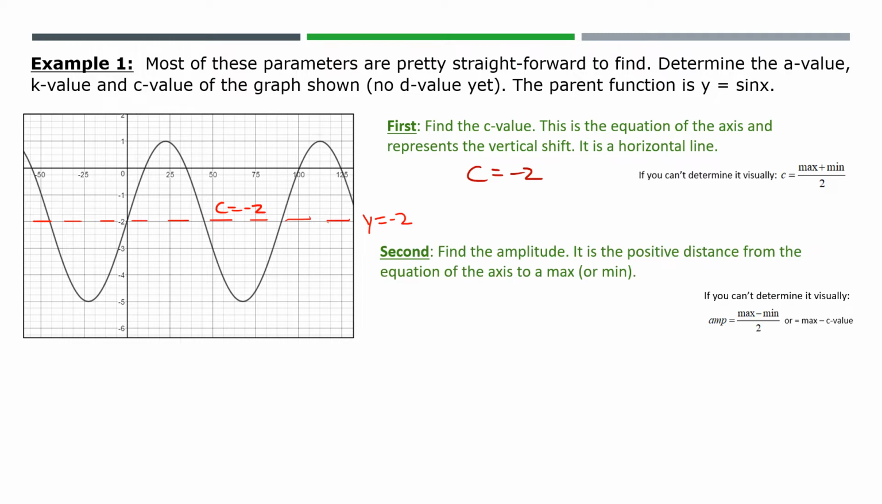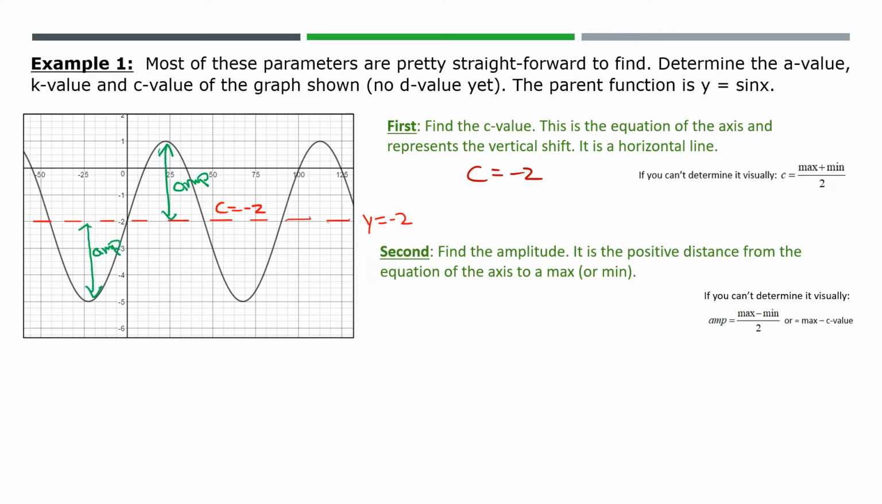Next thing we're going to do is find the amplitude. The amplitude is the positive distance. So amplitude is always positive. It's because it's a distance from the equation of the axis to a max or a min. So on this graph here, from a maximum to a minimum, this distance here, that's the amplitude. Or from the equation of the axis, which is the red line that I drew, to a minimum, that's also the amplitude. So we always say the amplitude is a positive value.